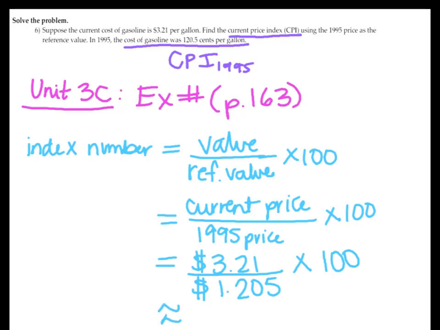Okay, so the current price index will be 266.4. So that's the current price index using the 1995 price as the reference value.